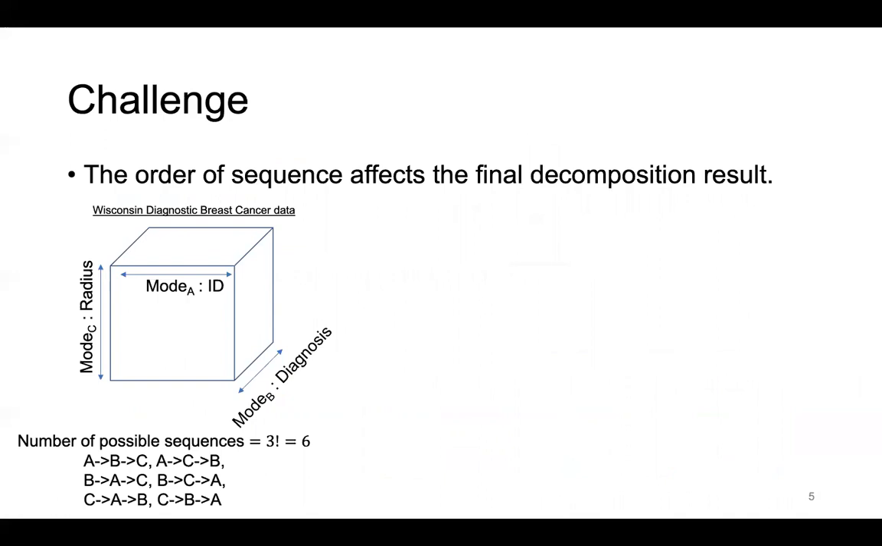in the tensor train decomposition, we need to decide the order ahead of time. However, this order of the sequence affects the final decomposition result. Here I use an example. This data comes from the Wisconsin breast cancer data. I picked 3 features. Mode A is ID. Mode B is diagnosis. And mode C is the radius. In these 3 mode tensor, actually we have 6 possible decomposition sequences.